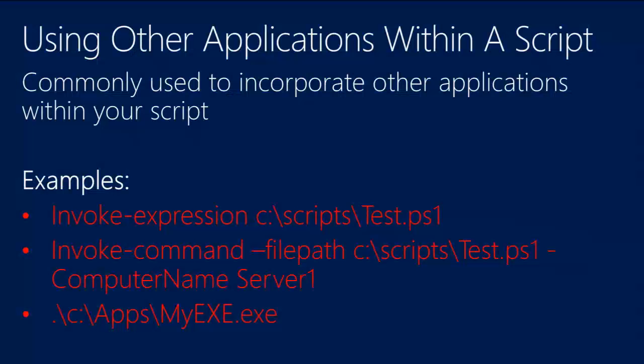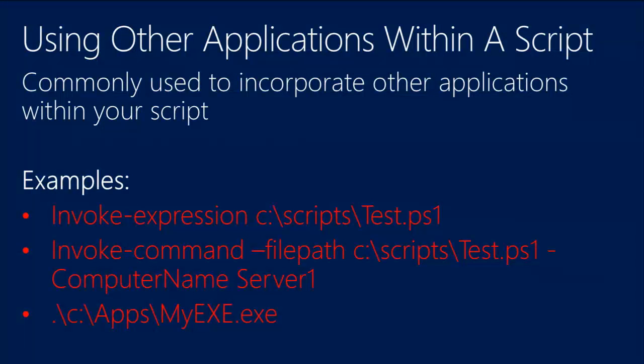So there's a couple of ways to run other applications or scripts within your script. The first is to use Invoke-Expression, right? Then the second is Invoke-Command, and you've got a file path and a PS1. And then the last one is to just call the exe directly, right? With the & and then the path to the exe.